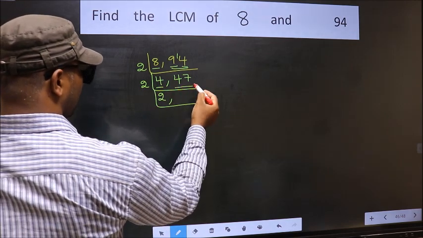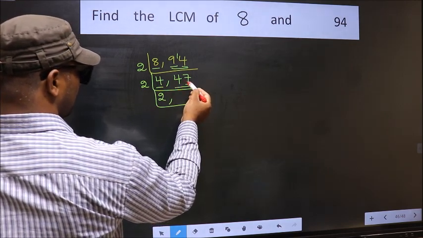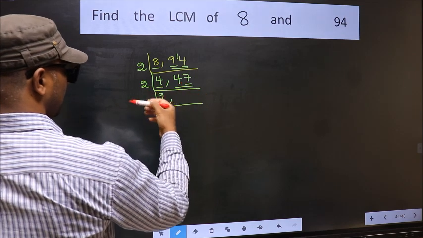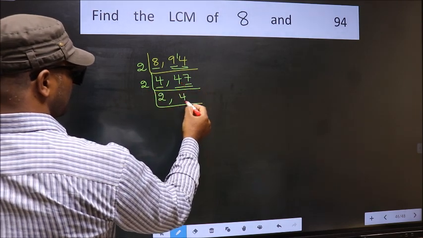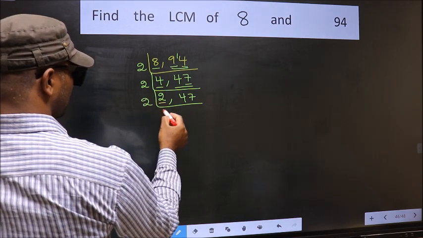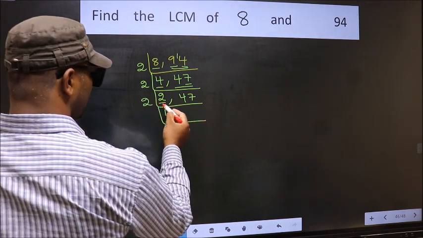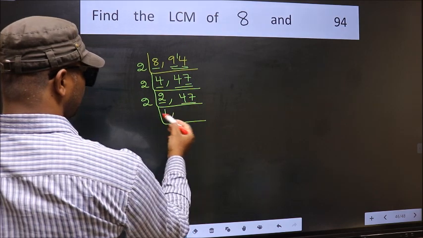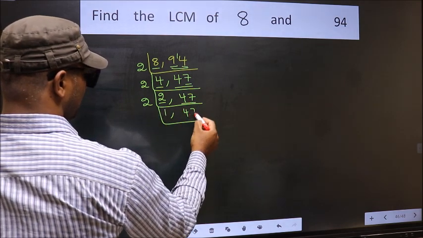Now the other number 47, last digit 7, not even, so this number is not divisible by 2. So you write it down as it is. Now here we have 2, 2 is a prime number, so 2 ones 2. The other number 47 is not divisible by 2, so we write it down as it is.